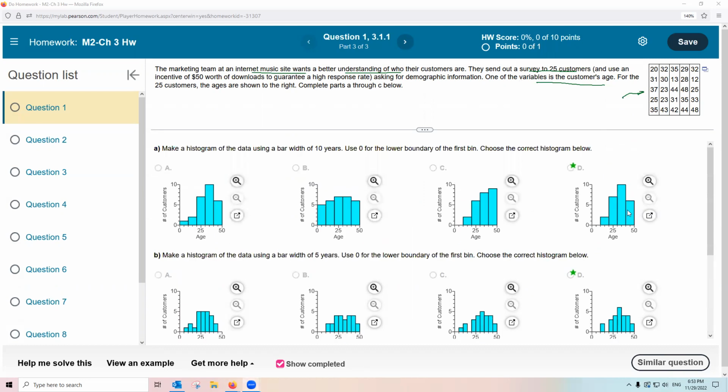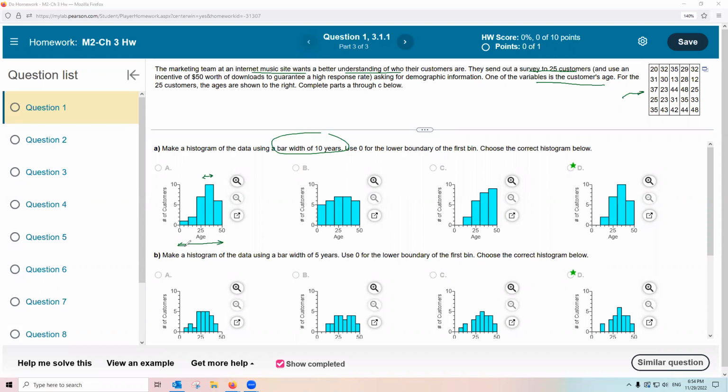Part A says, make a histogram of the data using a bar width of 10 years. So what that means is each one of these bars should span 10 years. Well, it looks like the horizontal axis is going from 0 to 50. So if each bar is going to span 10 years, I should be expecting 5 vertical bars.